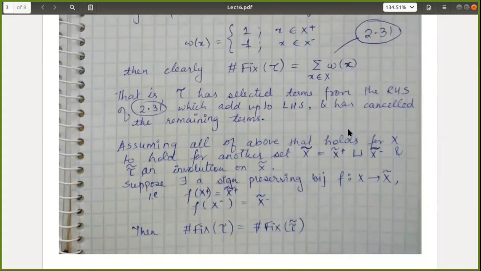So if you assume that all of the above that holds for X holds for another set X tilde now. Okay, so as before, X tilde is also partitioned into its positive and negative part, and it comes with an involution, let's say tau tilde. And you have a sign preserving bijection between these two sets, which means that the plus part of X goes to the plus part of X tilde, and the negative part of X goes to the negative part of X tilde. Then the number of fixed points of tau and the number of fixed points of tau tilde are the same.